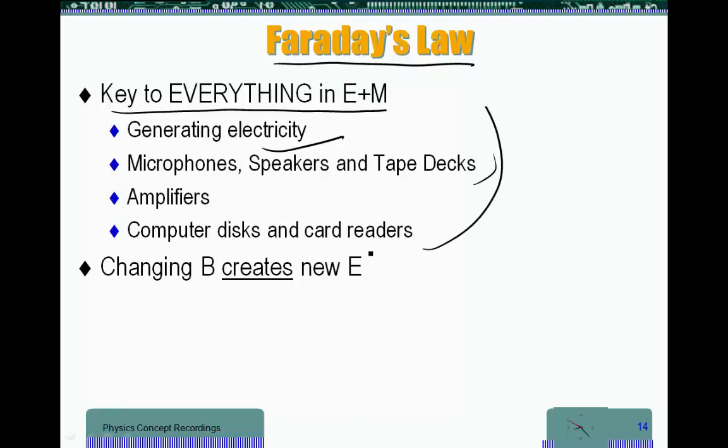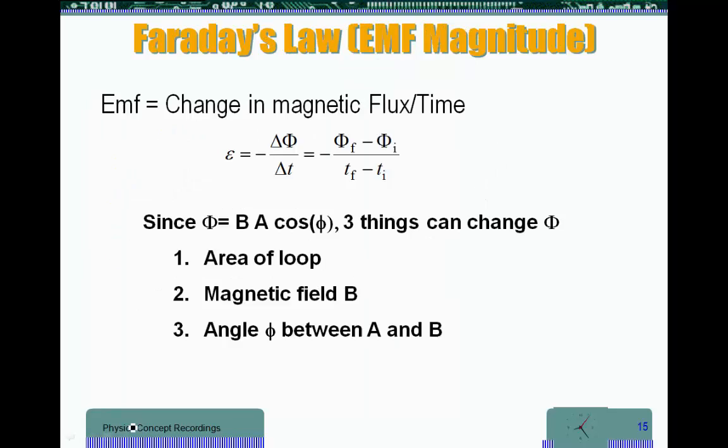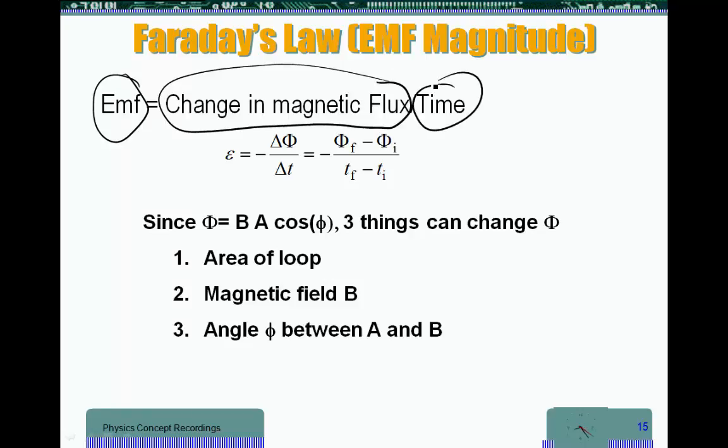The basis of Faraday's law, what it tells us, is that a change in magnetic field creates a new electrical field. That's the basic principle. Now, how do we translate it into what we are talking about? This is the way it looks. The EMF, or the voltage induced, is given by the change in flux, in magnetic flux, over time.